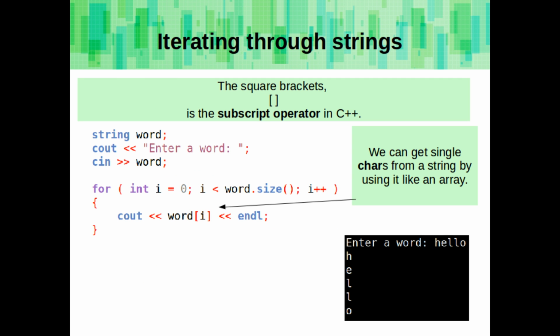Behind the scenes, strings are basically character arrays, or arrays of characters. So we can use the subscript operator as if it were an array to get specific letters out of our string. So here we have a for loop. It goes from 0 to the size of the string, and we can output one letter at a time from that string.